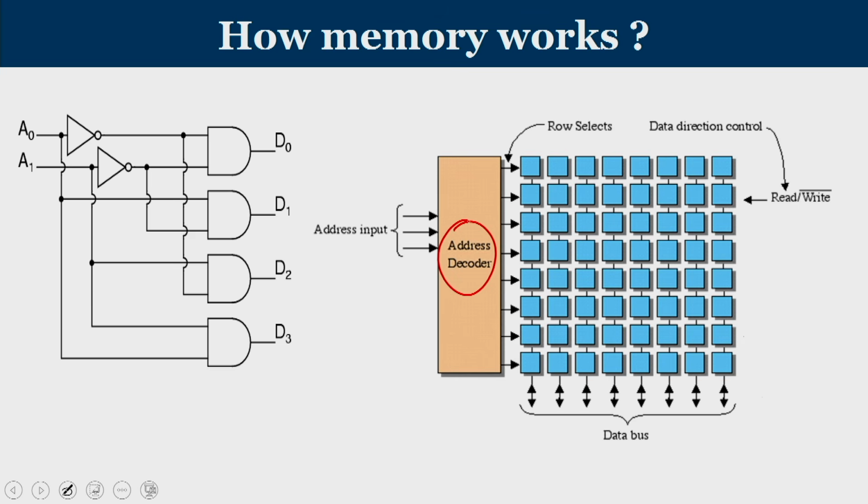Given is the circuit of a 2:4 decoder. It has 2 inputs and 4 outputs. The function of the decoder is that, based upon these 2 inputs, one of the outputs is uniquely chosen. If both inputs are 0, then D0 is chosen. If the inputs A0 and A1 are 0, 1, then D1 is chosen. If it is 1, 0, D2 is chosen, and if it is 1, 1, D3 is chosen.